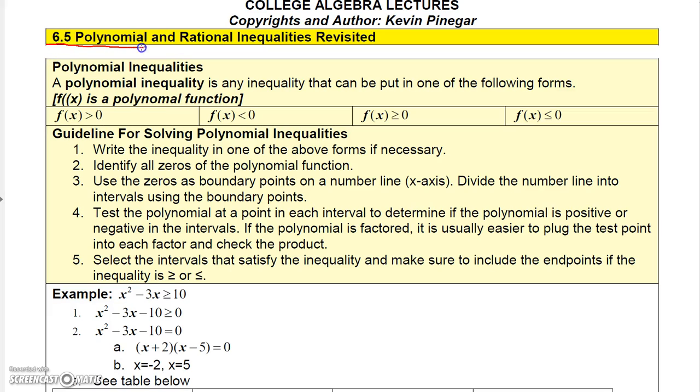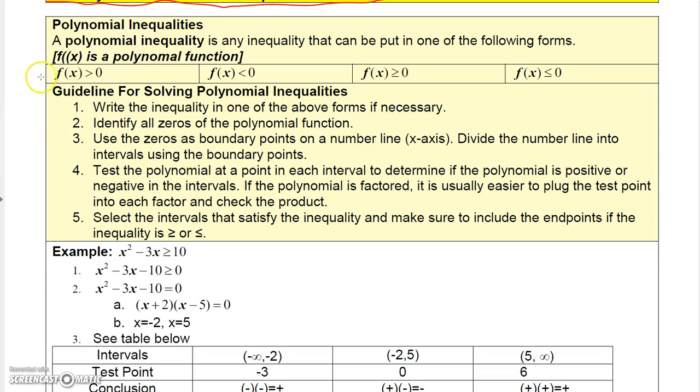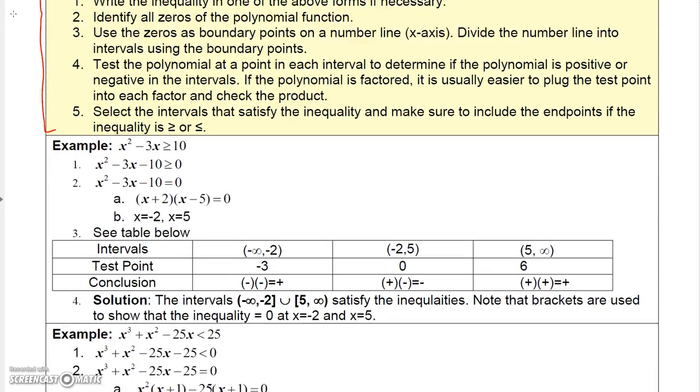Okay, in this section I'm going to revisit polynomial and rational inequalities. What I'd like for you to do is just pause the video and read this highlighted section here, and after you read it, then you can restart the video and I'll take you through the steps here.